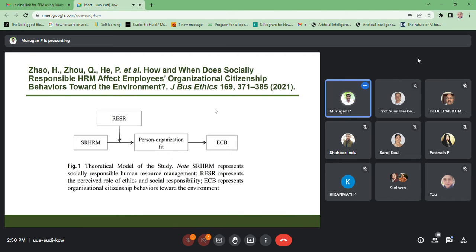How and when does socially responsible HRM affect employees' organizational citizenship behaviors toward the environment? If you look here, this how and when question is directly connected with mediation and moderation. This how is related to person-organization fit, that is acting as a mediator. When is related to the moderator, that is RESR, which represents perceived roles of ethics and social responsibility. So there's a way how people are conceptualizing their model, and they're trying to publish such works in some of the top tier journals like Journal of Business Ethics.